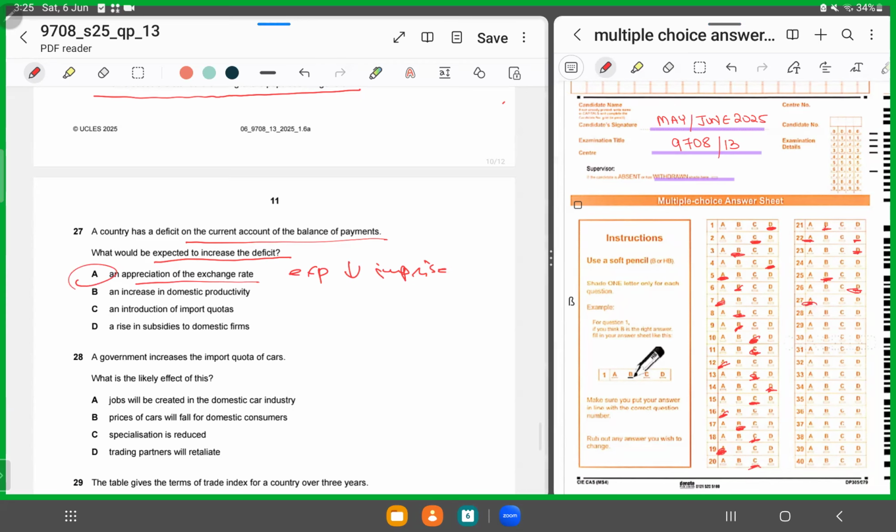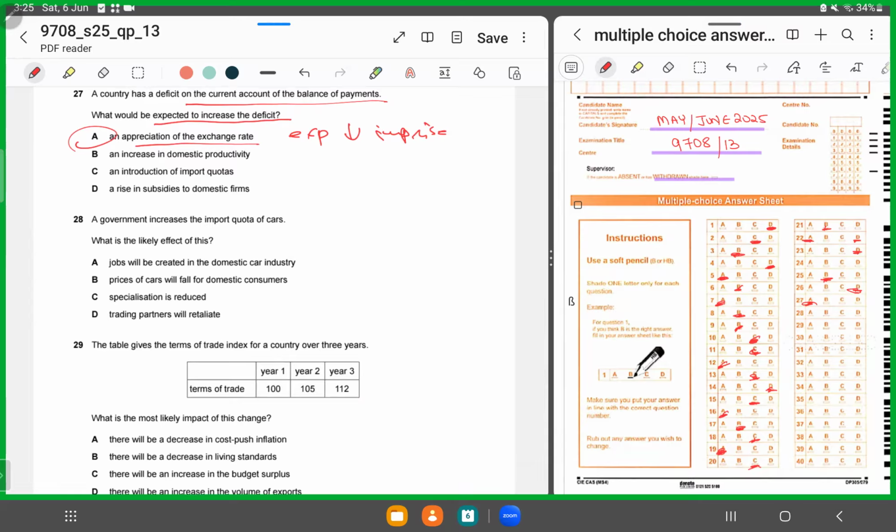Moving forward, 28 talks about an increase in import quotas of cars. So when import quotas increase, what happens? That means more imported cars are allowed. So if more imported cars are allowed, that means that the supply would increase. So if the supply would increase, that means the prices of cars will fall for domestic consumers, right?